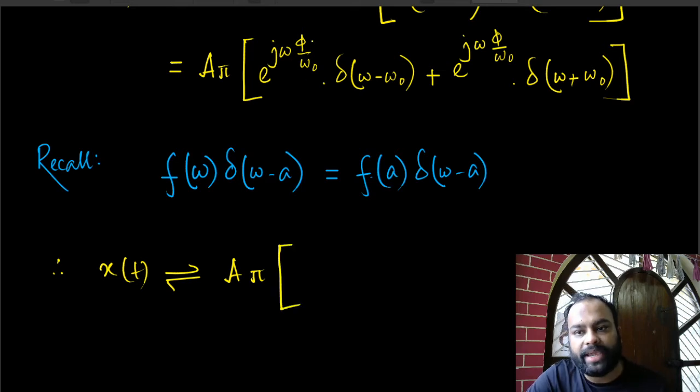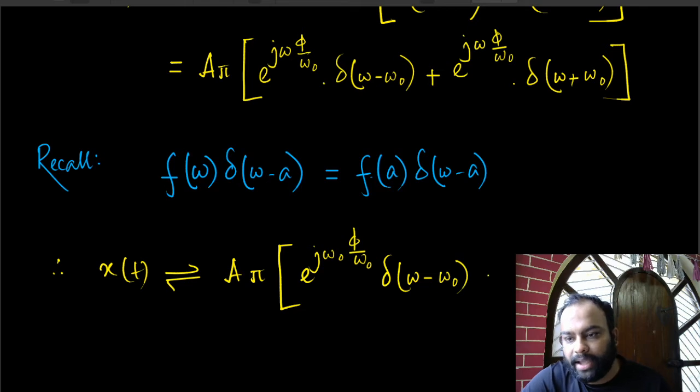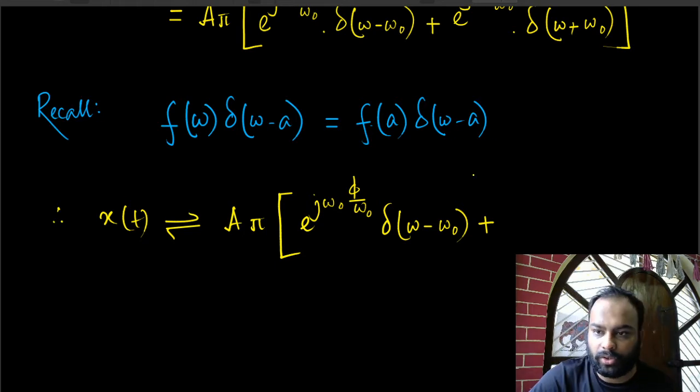and of course now here, by this definition, omega in this function needs to be replaced by omega naught, right? So e to the power j omega naught phi by omega naught. Of course omega naught means omega 0. Okay, and I have delta omega minus omega naught. All right, and plus, with the same thing, if I have a plus sign here, I would have a minus sign here and a plus sign here, right? So you know that already.